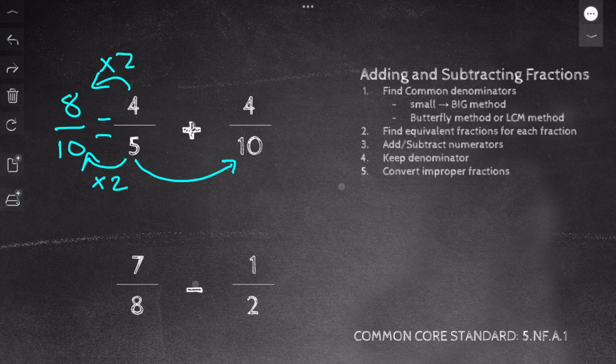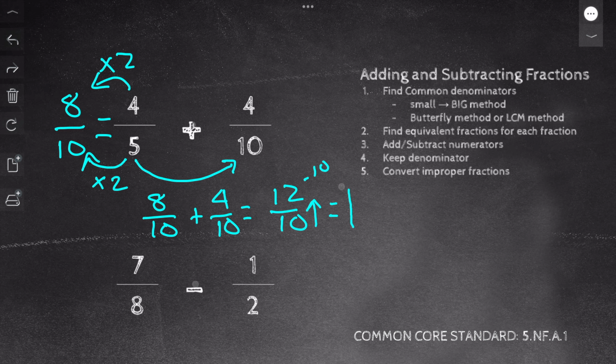So now my new problem is 8/10 plus 4/10. And 8 plus 4 equals 12/10. Now this is my answer, but if I look at my steps, I have to convert my improper fraction. So 10 goes into 12 one complete time, and 12 minus 10 is 2. So I have 2 left over out of 10.